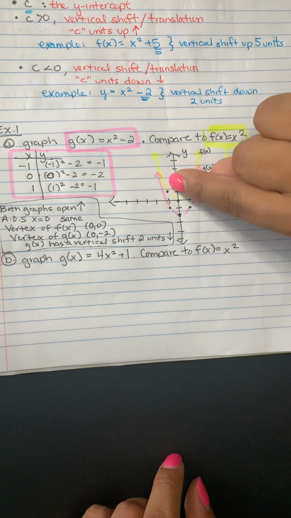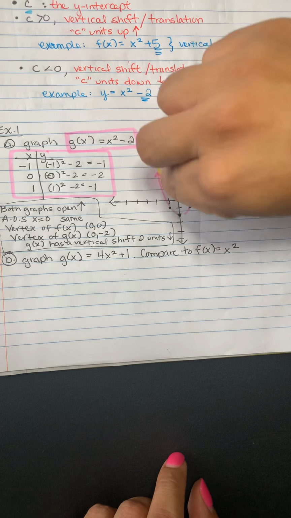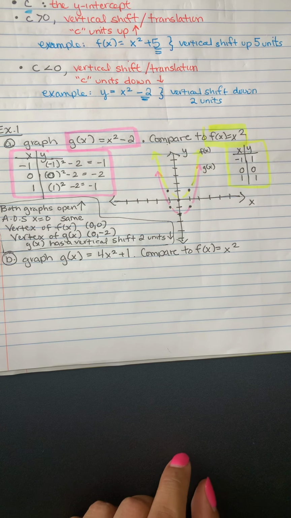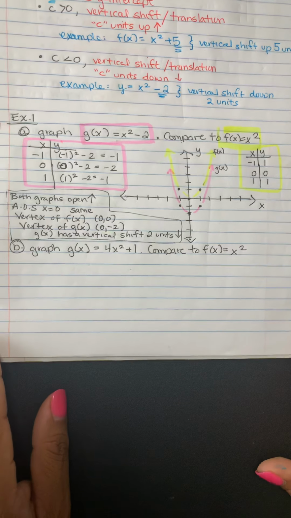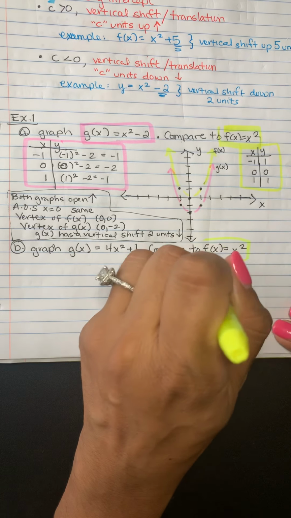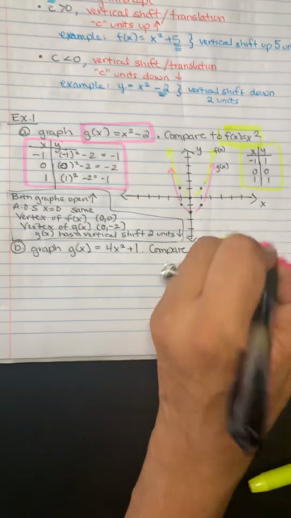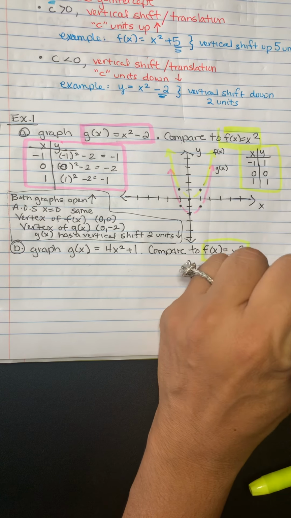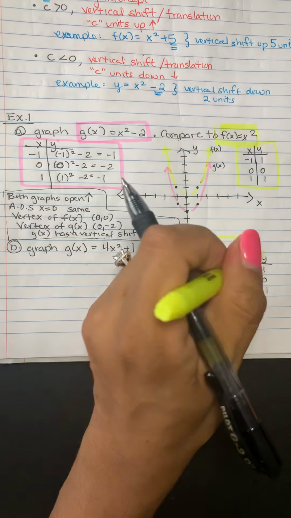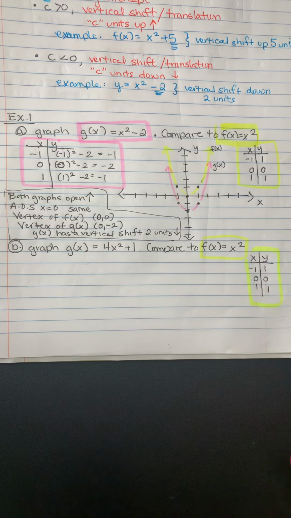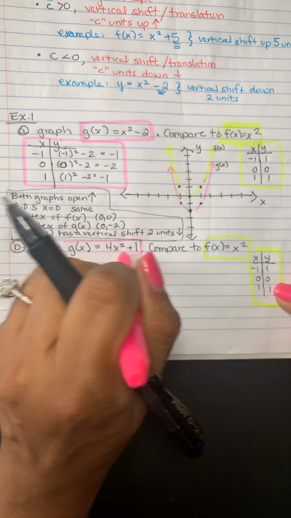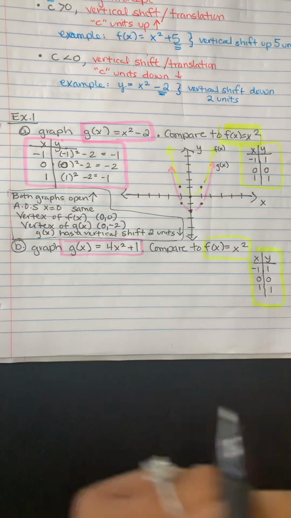So if this is the parent function, it's going to be thinner, and then it's going to be up 1. So that's what we want to make sure our graph looks like. If it doesn't, then we know we did something wrong. Quickly, negative 1, 0, 1. That means we have 1, 0, 1. That never changes. Remember, never changes. Okay, this pink, we can use negative 1, 0, and 1.